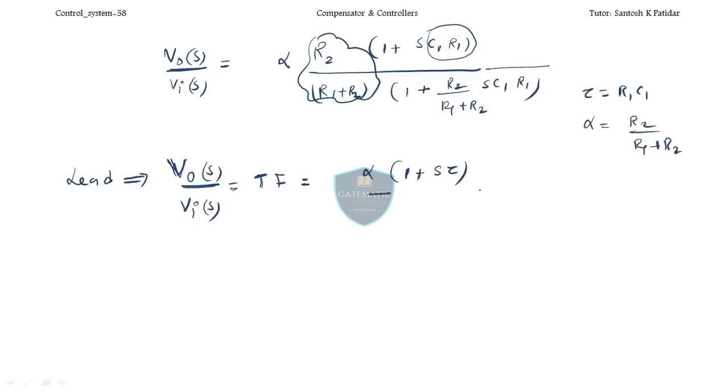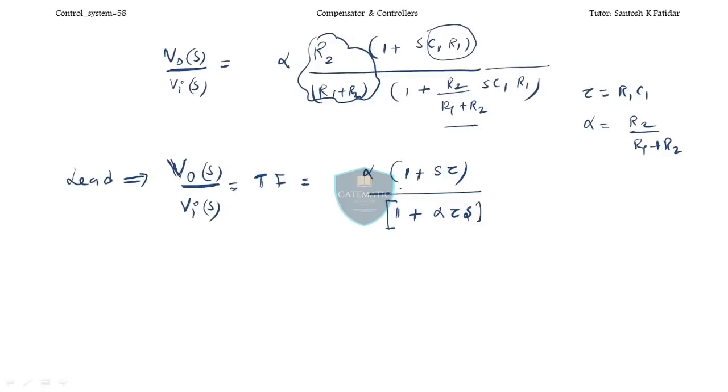So the standard format is this: alpha, 1 plus s tau. This is the standard transfer function for the lead compensator. Friends, this is the lead compensator formula or format. You have to remember this always.